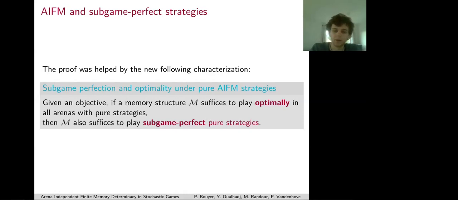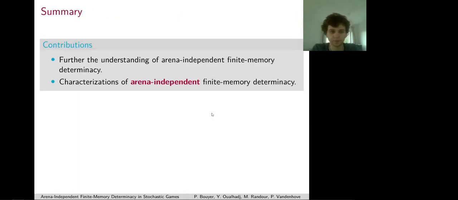So subgame perfection tells you that a strategy is not only optimal from the initial state, but after any prefix that you could find in the arena hierarchy. But I won't spend more time on this. So let us briefly conclude.